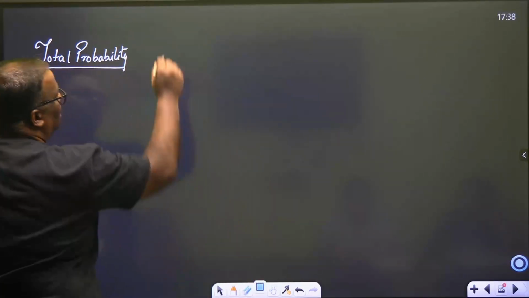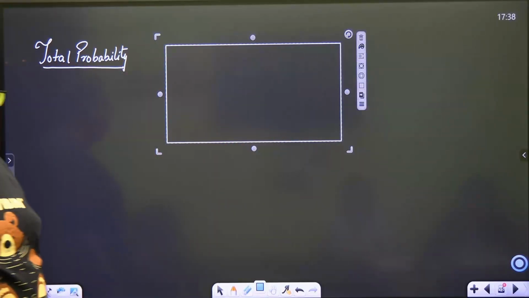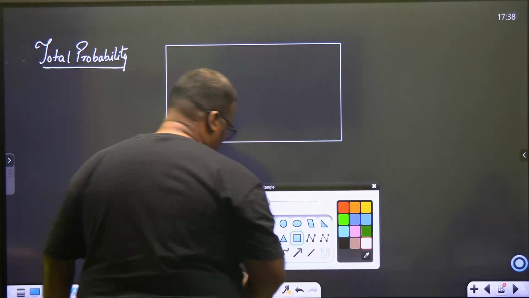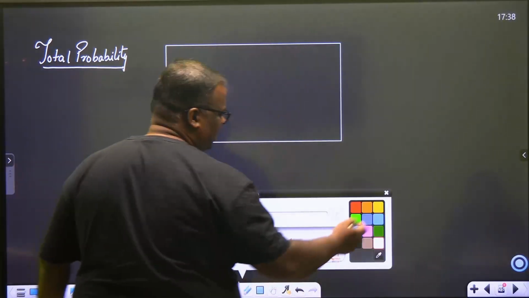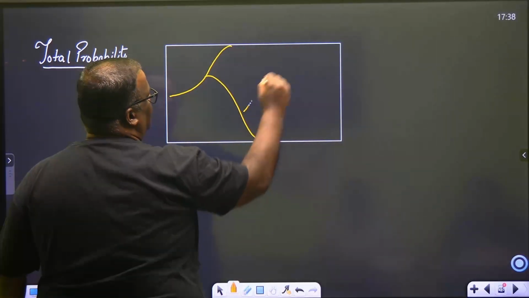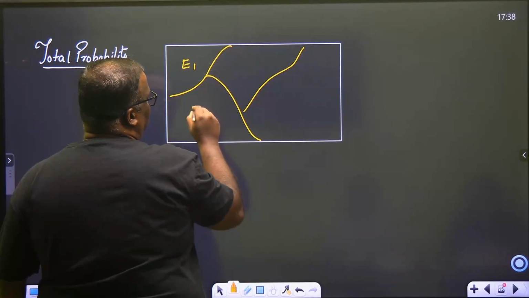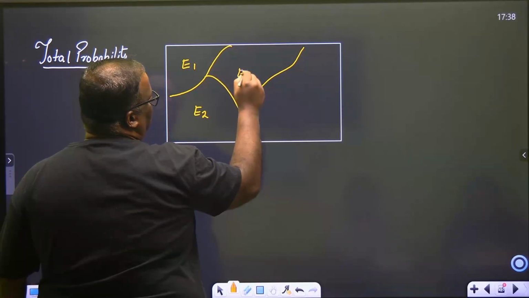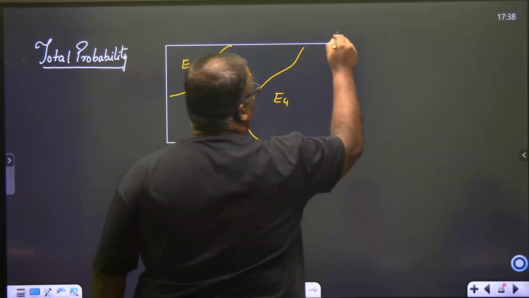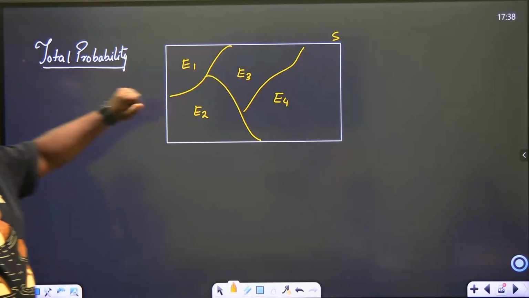Now let us say you have a sample space. Try to understand. You have a sample space, and in this sample space there are various events which are demarcated in this manner. Let's say this is an event E1, this is an event E2, this is an event E3, and this is an event E4. And this is my sample space S. Once this diagram is clear, everything will be clear.